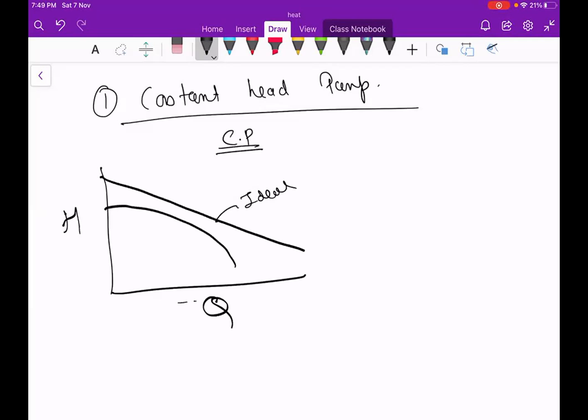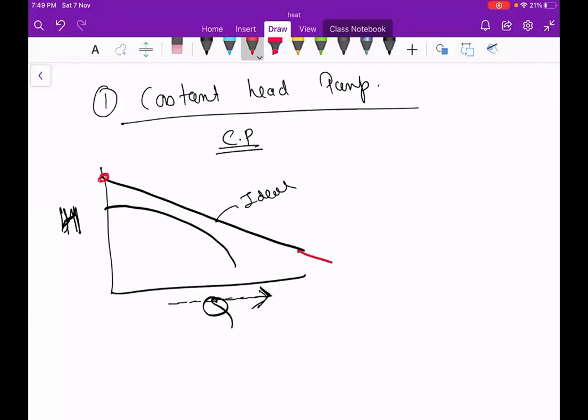Means when the flow rate increases, your head will decrease. There are actually 2 points.